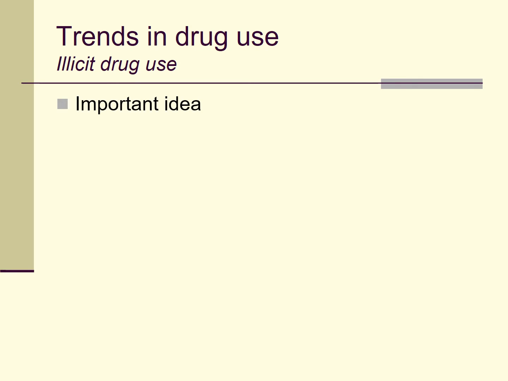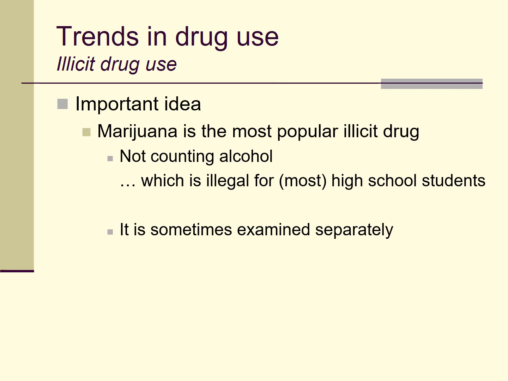So the important idea here is that marijuana is the most popular illicit drug, not counting alcohol, which of course is illegal for most high school students, at least most people who aren't seniors. And you probably don't need me telling you this, nor do you probably need Monitoring the Future to tell you this, that marijuana is the most popular illicit drug.